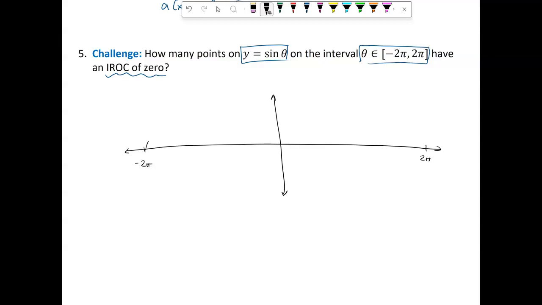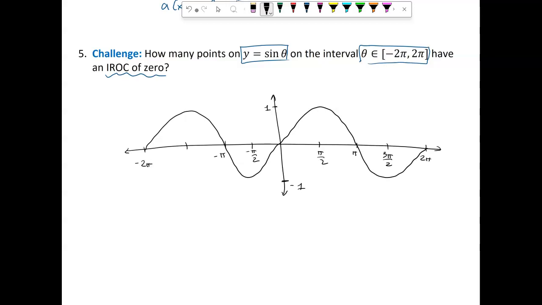So basically it's going to look like this: up, down, over, up, down, and reach 2 pi. The minimum is -1, the maximum is 1, and then you have your in-between values, which are pi, 3 pi over 2, pi over 2, negative pi over 2, negative pi, negative 3 pi over 2. So there is my scale. We have our y value and we have our theta. So this is the sine of theta graph.